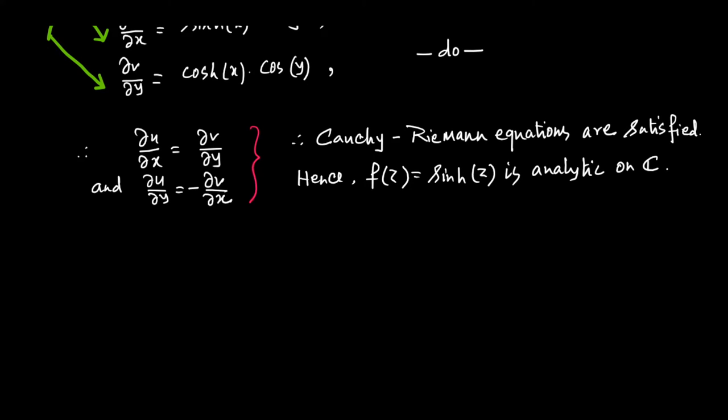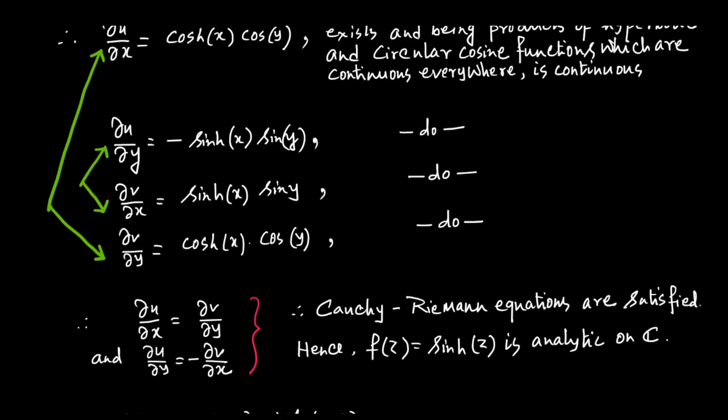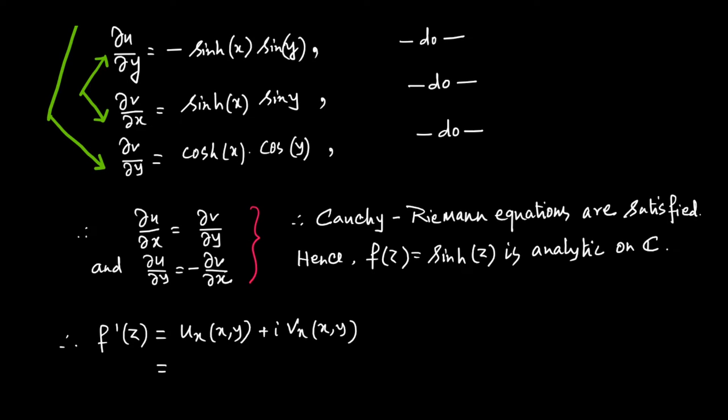Therefore, we can write, f prime z is equal to u_x(x,y) plus i v_x(x,y), that is equal to, in this problem, let me see once again, what is my u_x, hyperbolic cos x cos y. So hyperbolic cosine x circular cosine y plus i into v_x. v_x is hyperbolic sine x into circular sine y.